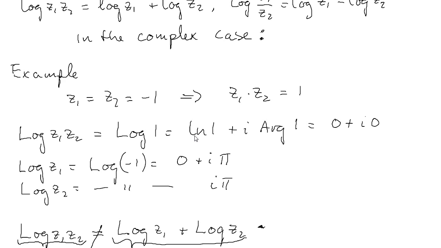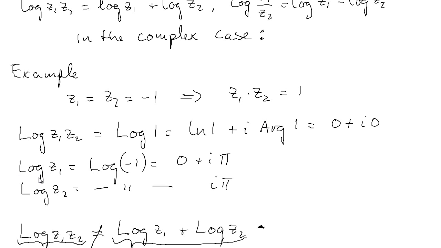is equal to ln of 1 plus i multiplied with the principal argument of 1. And the principal argument of 1 is of course 0, and the same for the logarithm of 1. So the logarithm, at least the principal logarithm, of this product is equal to 0.